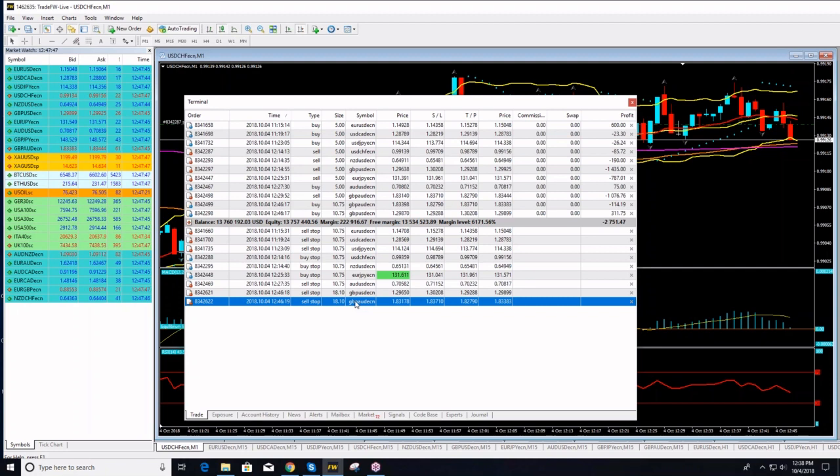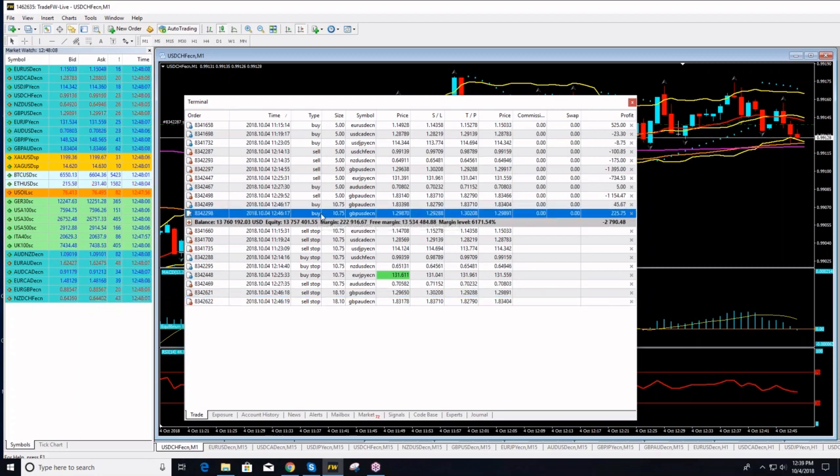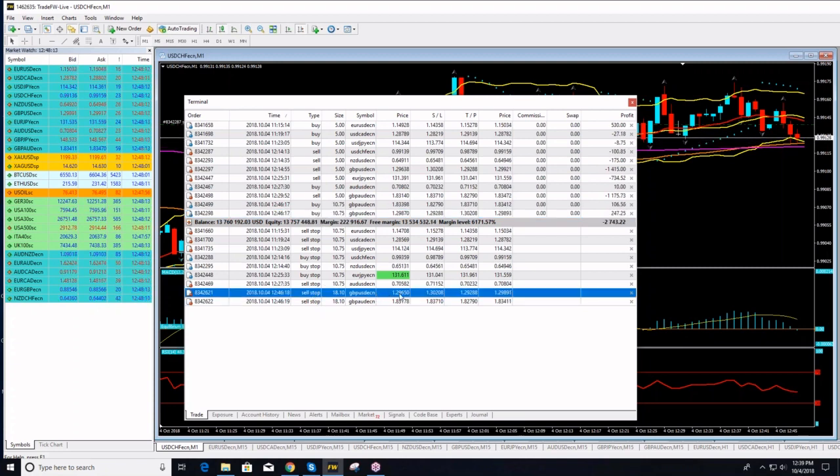So pound Aussie, the sell stop order now, the next reversal trade is at 1.83178. TP, as you can see, is at 1.83710 and take profit at 1.82790. And also, I have reversed to long positions on pound dollar, as you can see here. I have placed also a sell stop order at 1.29650, stop loss 1.3208, and take profit 1.29288. So these are the current updates.